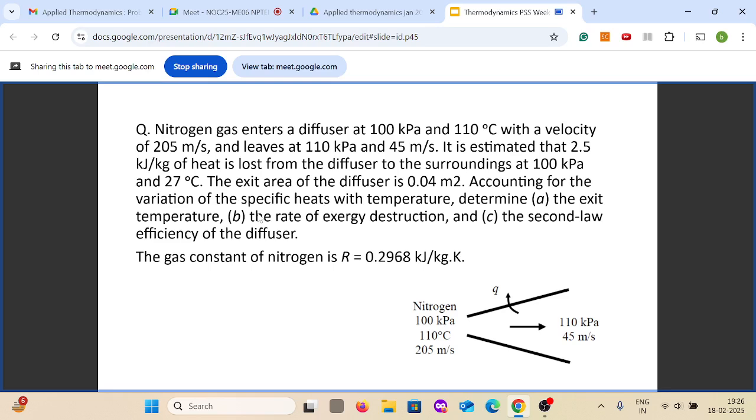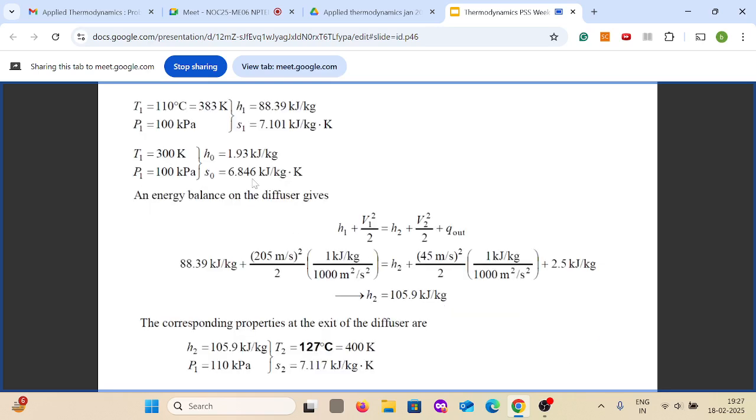Accounting for the variation of specific heats with temperature. This says that we cannot assume it as an ideal gas or a calorifically perfect gas, so we have to take the properties from the chart or a table of nitrogen. Then determine the exit temperature, the rate of exergy destruction, and the second law efficiency of the diffuser, or the exergy efficiency of the diffuser. R is 0.2968 kilojoule per kg Kelvin.